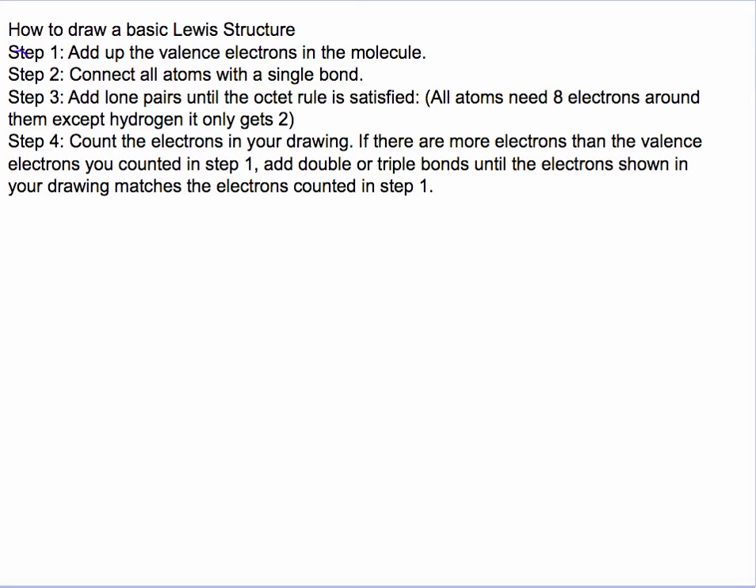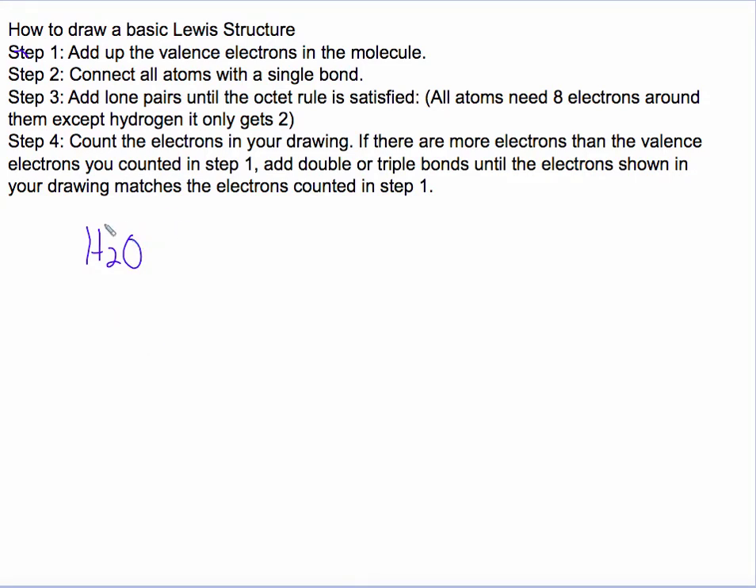Okay, let's look at how to draw a basic Lewis structure. The first thing we need is a chemical formula. So let's say we had H2O. The first step is to add up the valence electrons in the molecule.